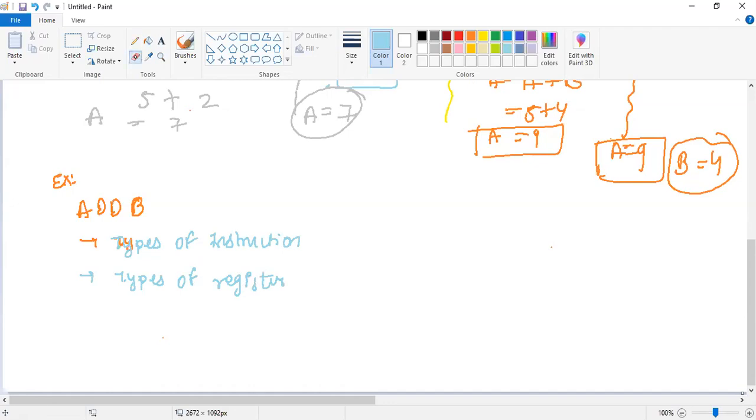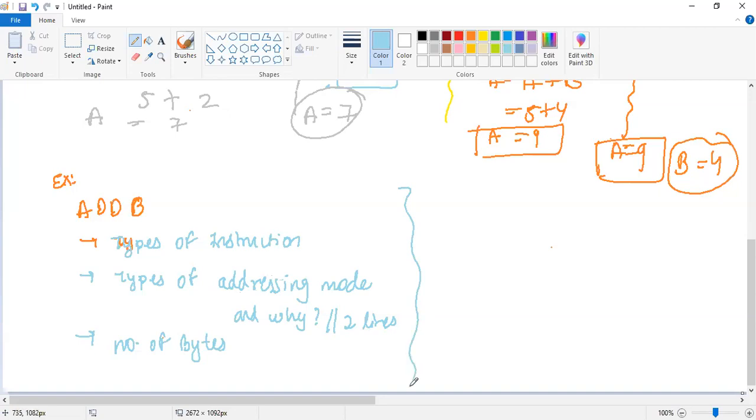So see, type of addressing mode and why. 2 line explanation maybe. Then the number of bytes required for this instruction. Okay, in the theoretical part you have to explain this much only. Now you have to take an example too.